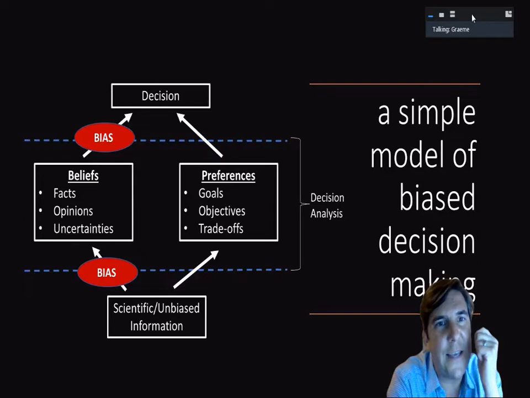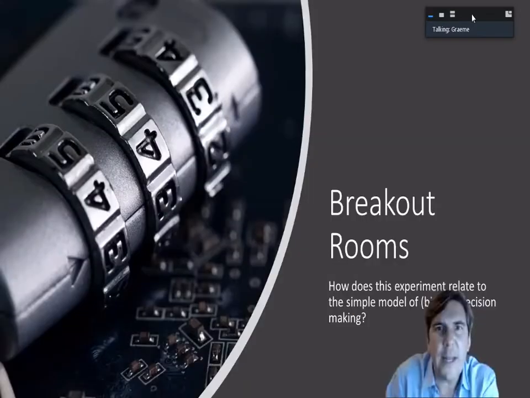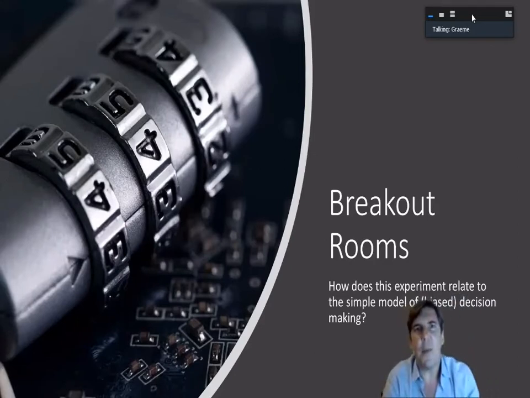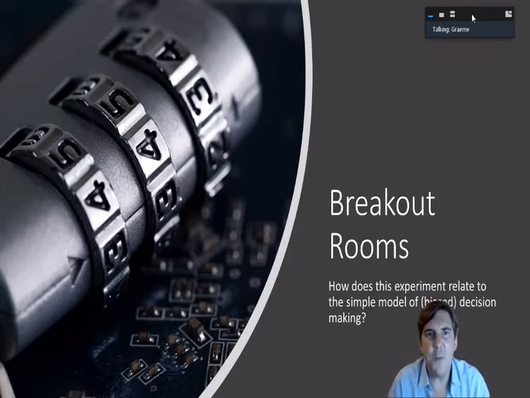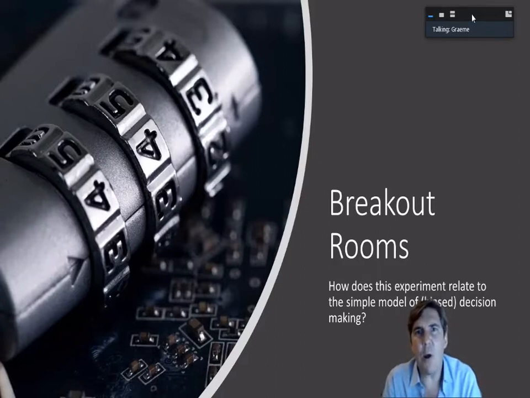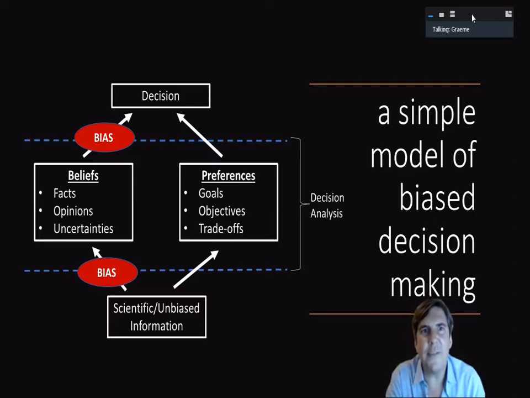So this was the spirit of this experiment. What we're going to do right now is I'm going to put you into small breakout rooms of roughly 5 people. In these breakout rooms, I want you to discuss and think about how our experiment relates to this simple model of biased decision making.